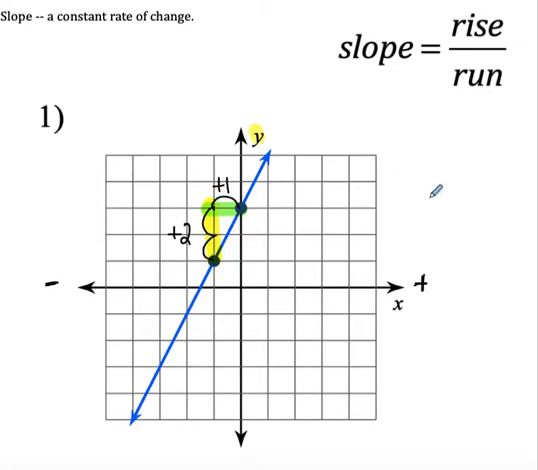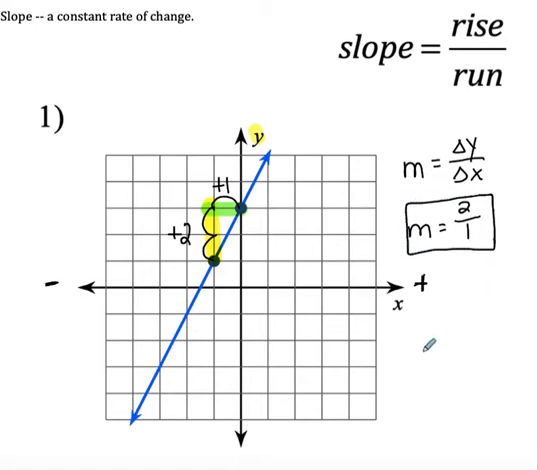So my rise for my slope, and slope is written with the letter m as the symbol for it. So I'm going to figure out my change in y. You might have seen this symbol in science, delta y. It means change in y divided by change in x, or rise over run. And so my slope here is equal to 2, because I went up 2, +2, over +1. So my slope is 2 over 1.